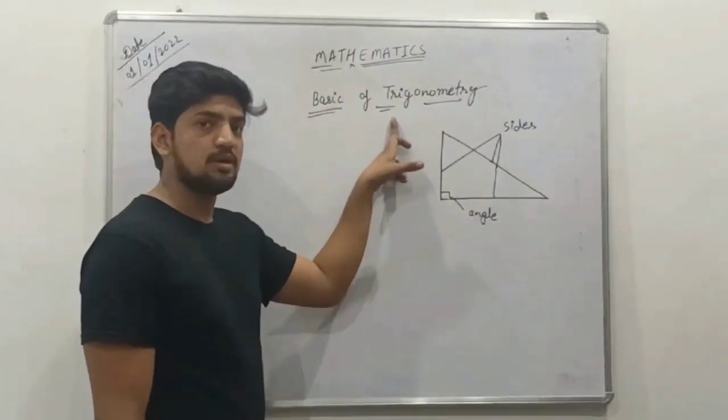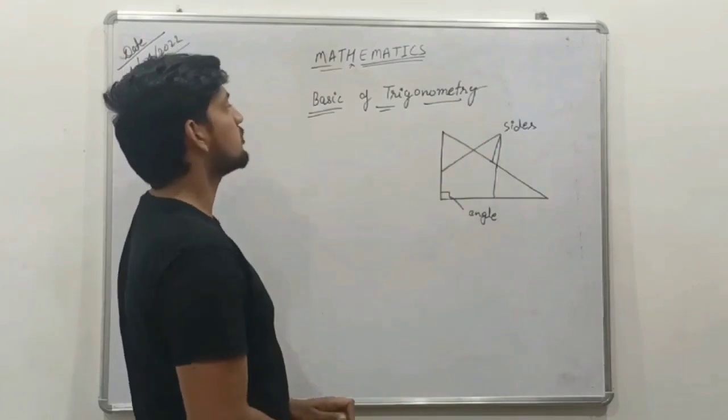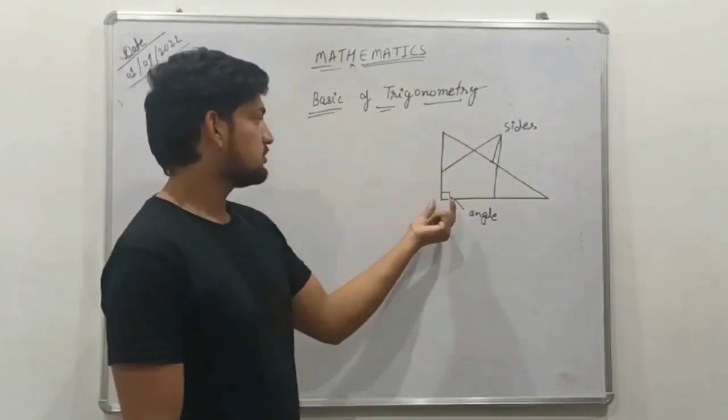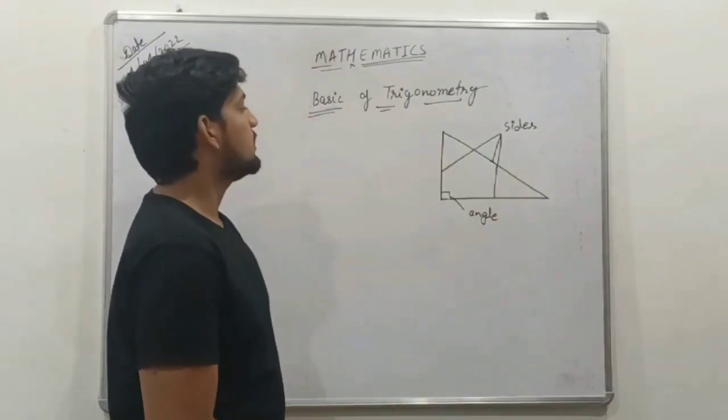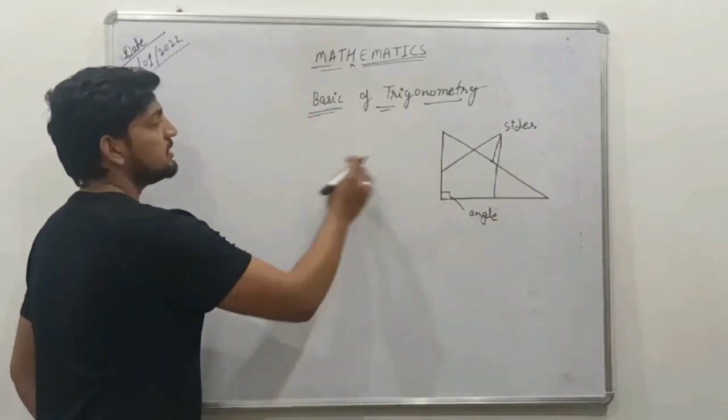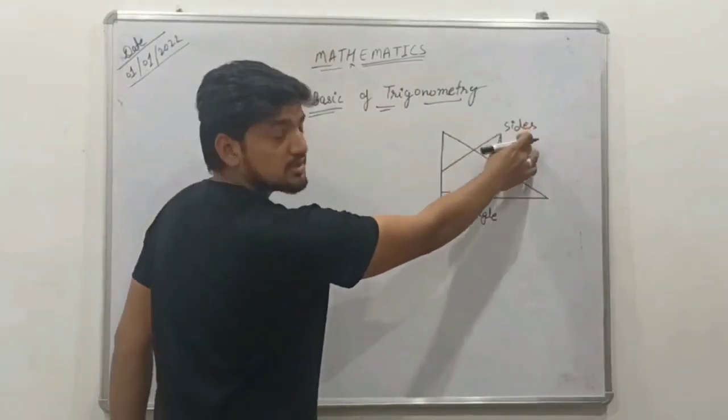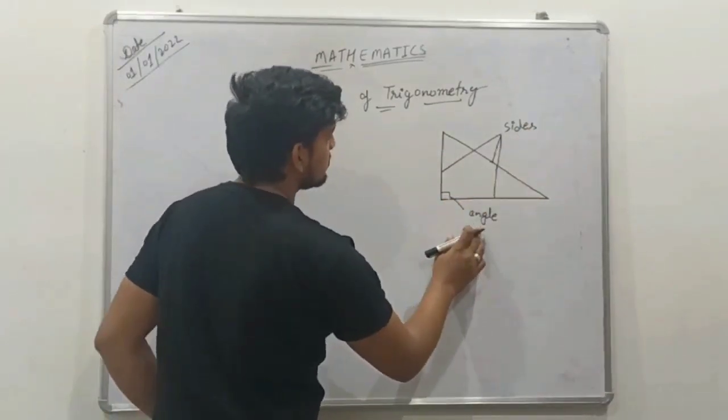Basic of trigonometry. Trigonometry is based on the relationship between angles and sides. In trigonometry, we study the relationship between sides and angles.